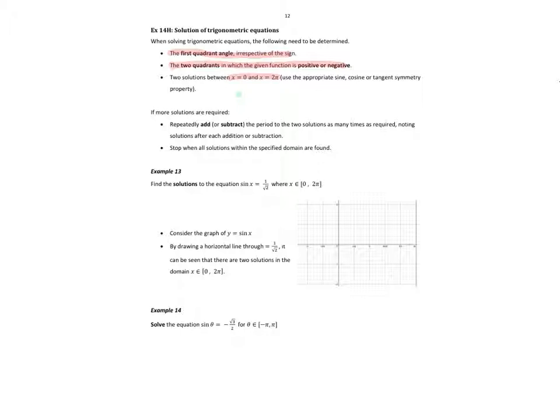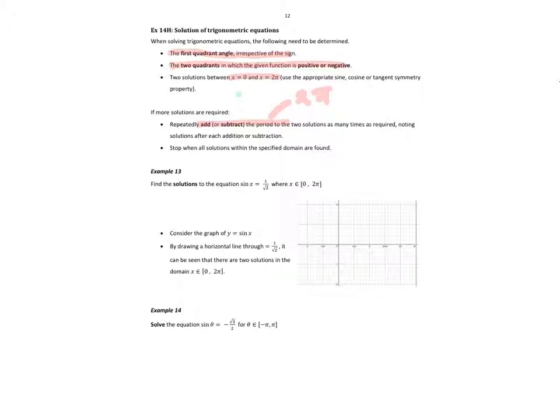For those rest of the solutions, there are two ways we can approach it. Here we talk about adding or subtracting the period to the two solutions. I'm going to do it by adding or subtracting 2 pi to the solutions. It's just a little twist on the same process, and you'll see what I mean in a minute. So let's have a look at an example.